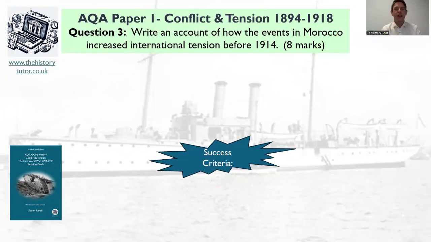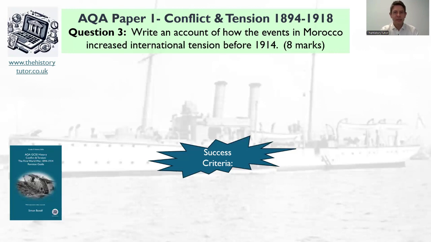So here we are with our write an account question, and this question says, write an account of how the events in Morocco increased international tension before 1914. So what I'd like to do is, in your revision booklets, note down the success criteria for the question. So what do you think this question requires you to do? What are the skills you need to show in this answer? Look at the words in the question and write down what you think are the key skills. If you like, make yourself a little mark scheme for the answer. Right, so pause me and away you go.